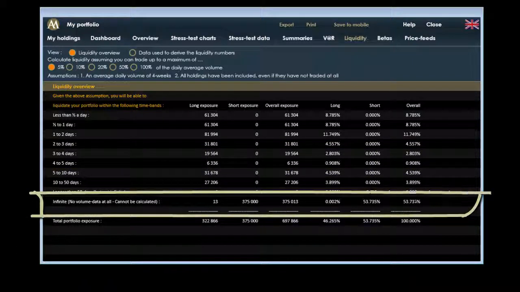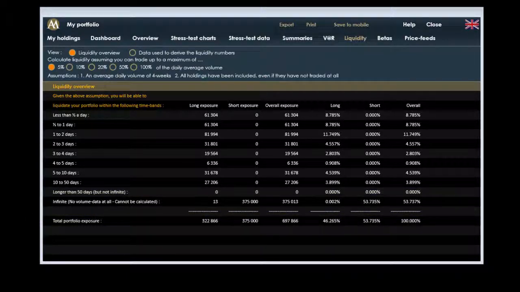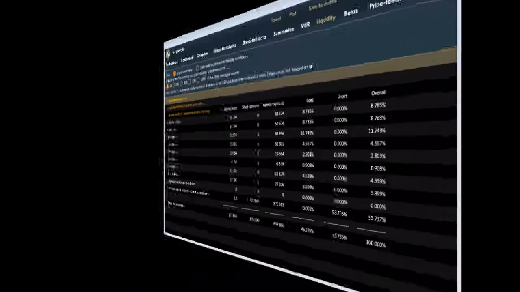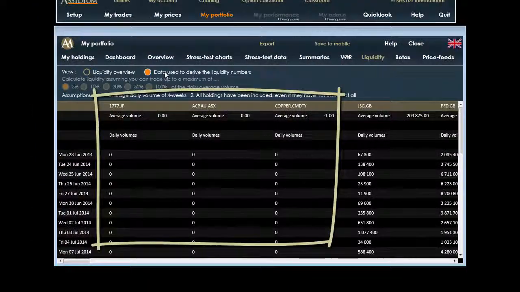Here, at the bottom, you can see holdings for which there is no volume data at all. This would be the case for any OTC Smiley securities that you created yourself, and may be true for other listed securities as well. For example, if the share has been suspended or if there is no volume data available from your chosen data supplier.